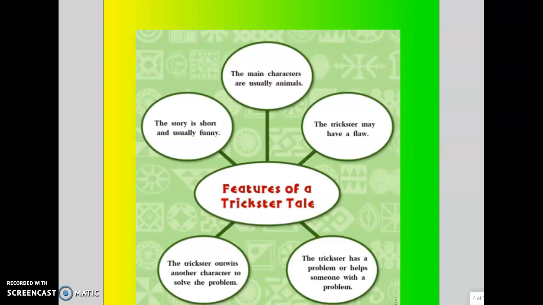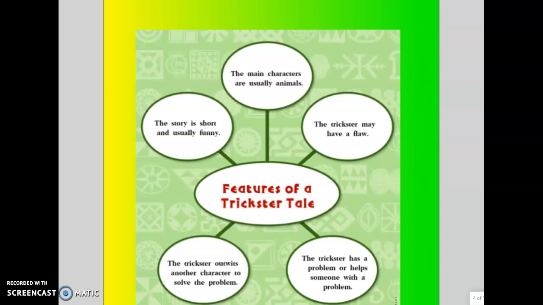The third one, the trickster has a problem or helps someone with a problem. At least they convince the person they're going to help them with their problem, but they actually get them in trouble. Think of the three billy goats gruff. When we read that story, we think how the billy goats, each one tricked the troll under the bridge into believing that there was a better meal coming behind him. So there are tricksters that usually help somebody with their problem, or they have a problem.